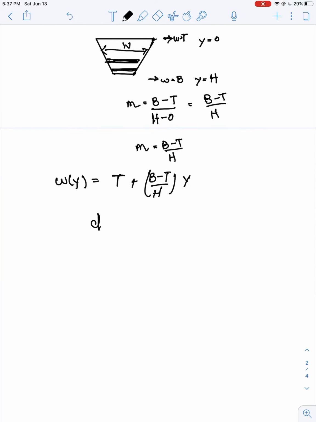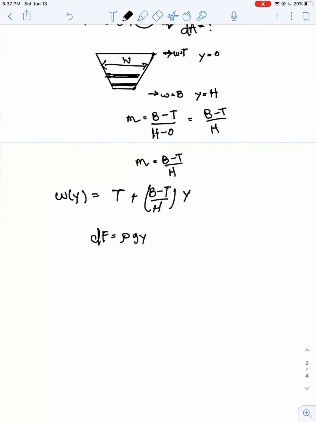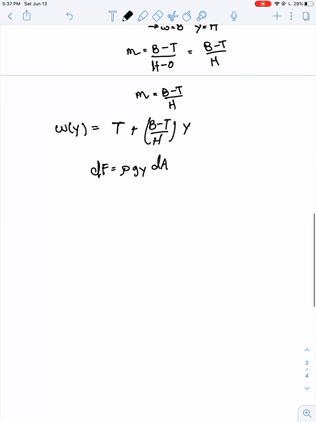Well, we can write our original equation, dF = rho g y dA. Well, what is dA? If we originally had a vertical dam, but instead of a trapezoidal shape, we just had a rectangular shape, the force is going to be acting this way, but the area is simply the width times the height.